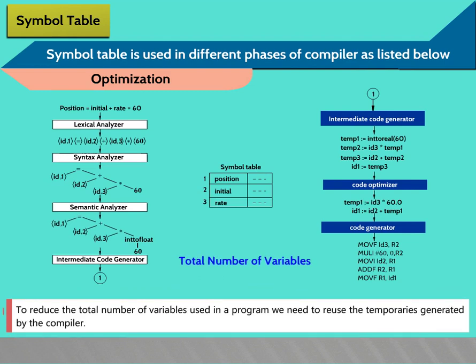To reduce the total number of variables used in a program, we need to reuse the temporaries generated by the compiler.